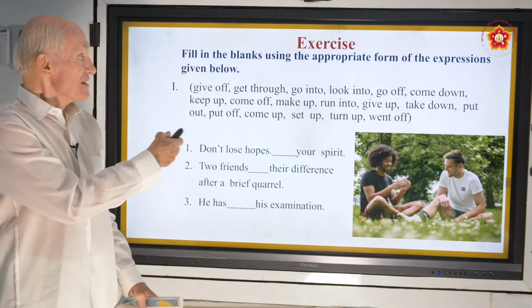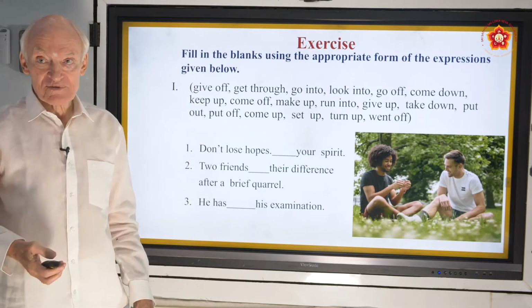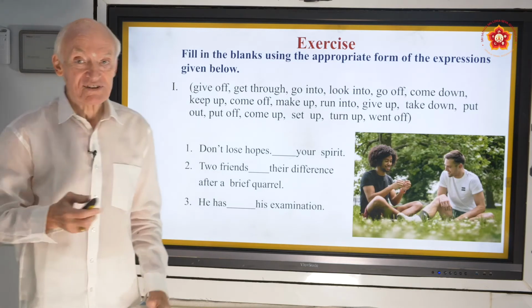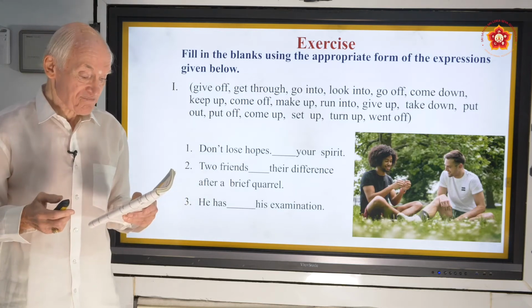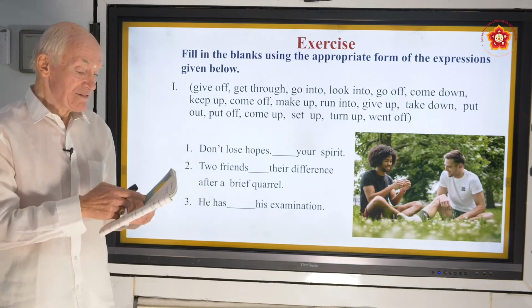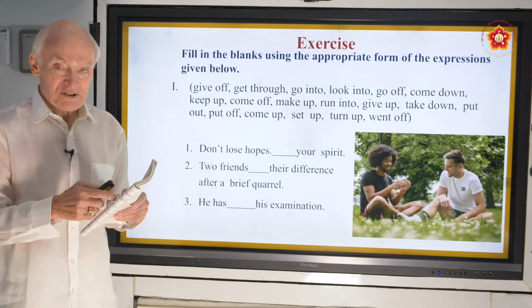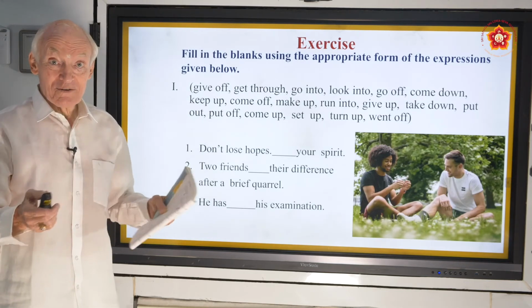So we have here 18 different phrasal verbs. And then we'll ask certain questions and we'll pick out the phrasal verb that fits into the situation. So to begin with, we have: don't lose hope, your spirit. So what do we want to do? We want to raise our spirit.